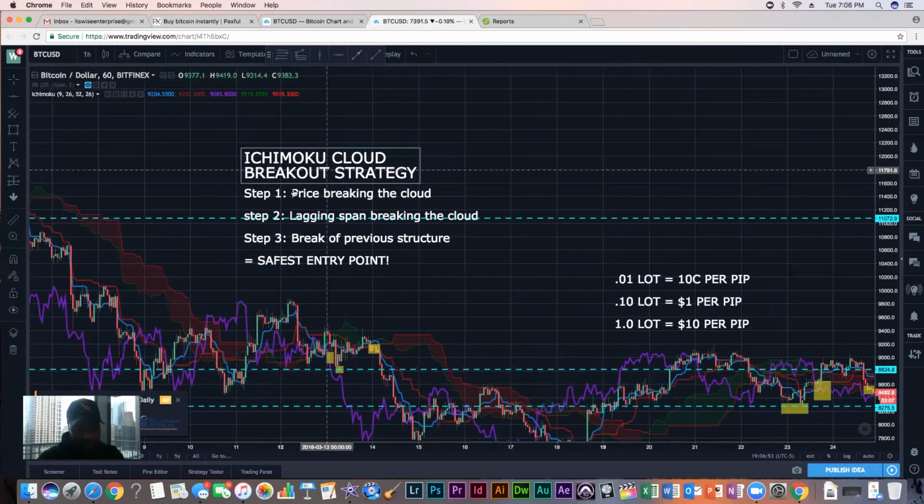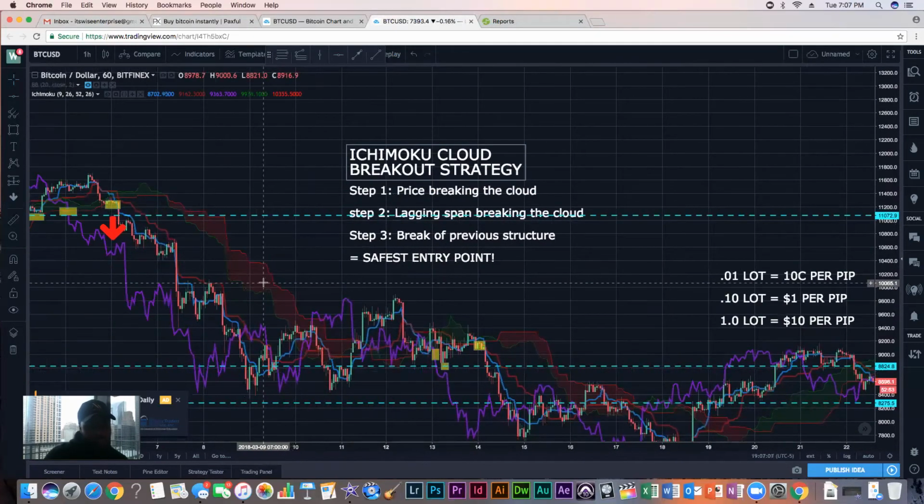All right, so let's go back one more time for the steps. Step 1, price breaking through the cloud with momentum. Step 2, lagging span breaking through the cloud shows the trend momentum. And step 3, break of previous structure gives us the safest entry points. If it doesn't break that structure, that means it's going to reverse and go the other way. Just to give you an example, right here.